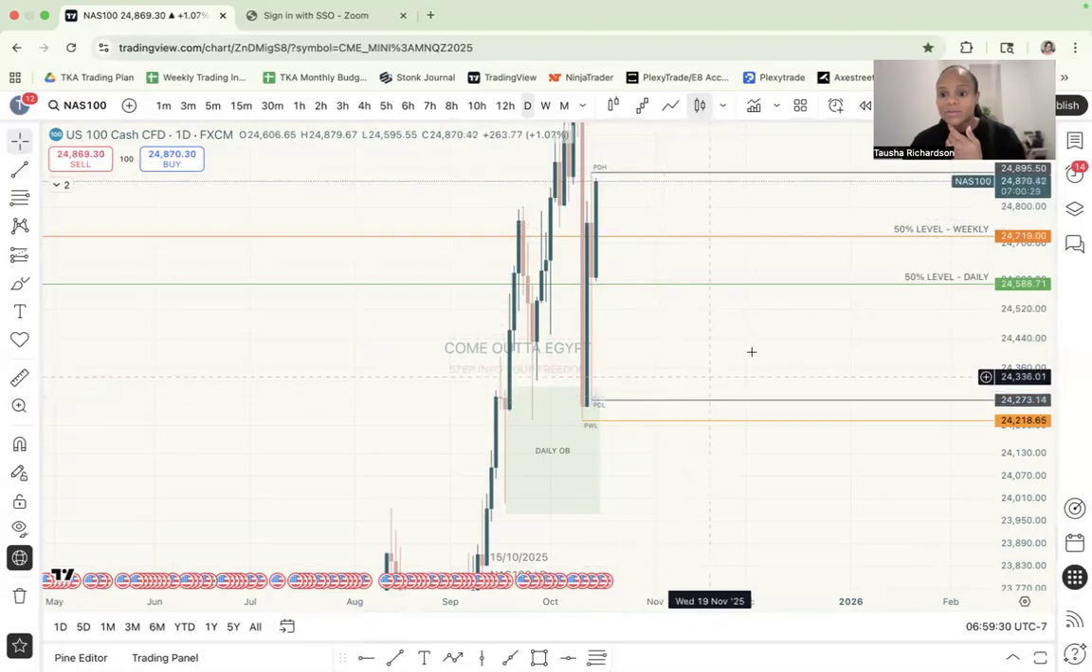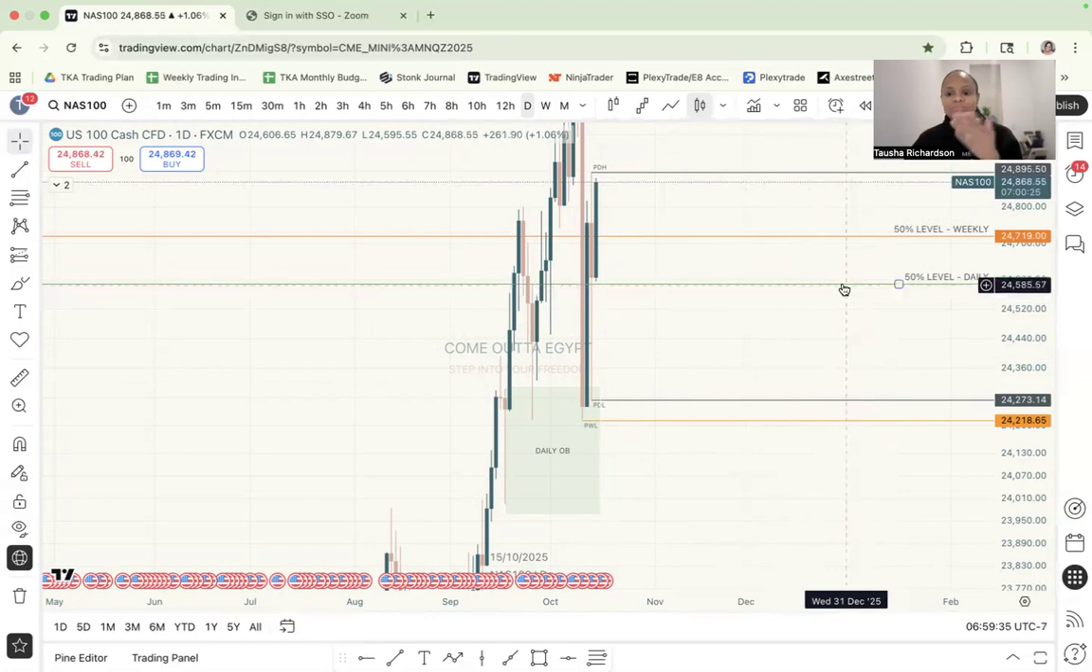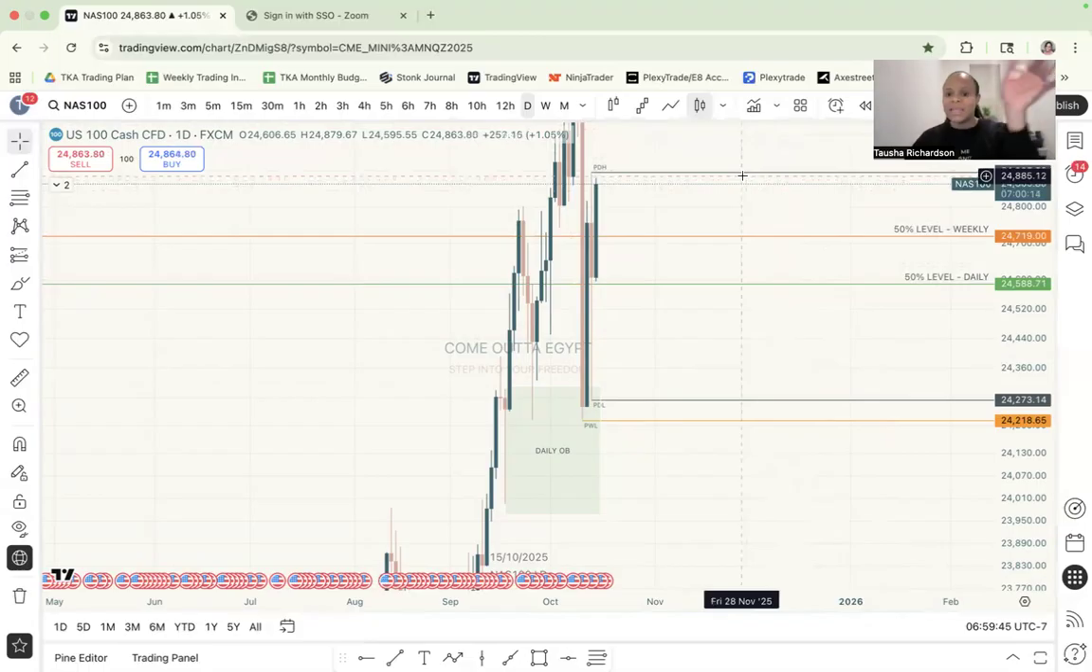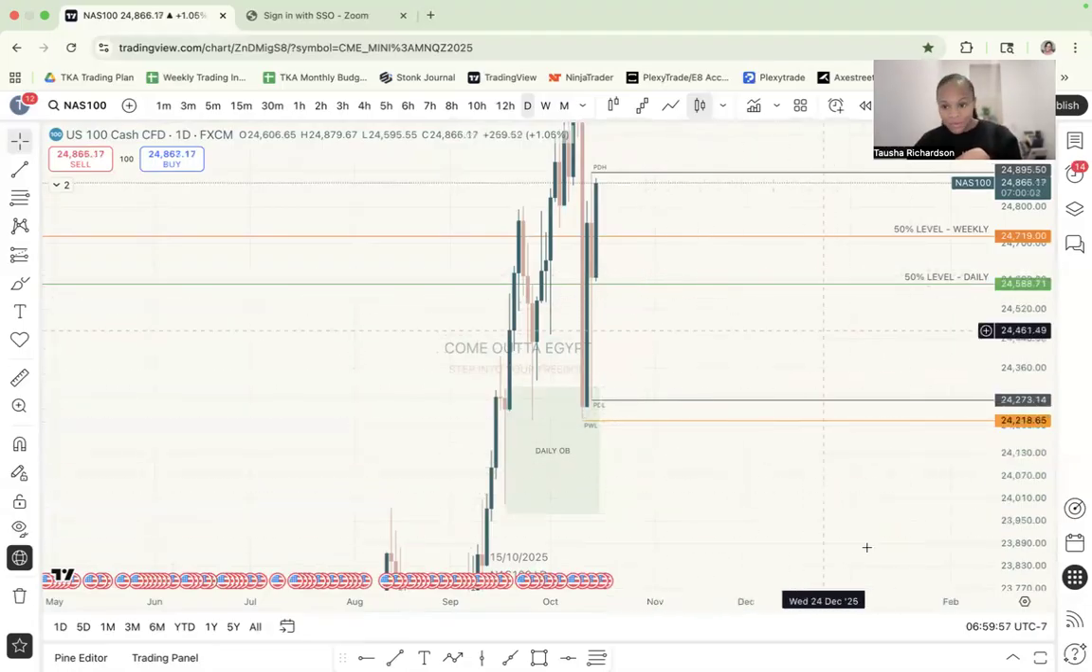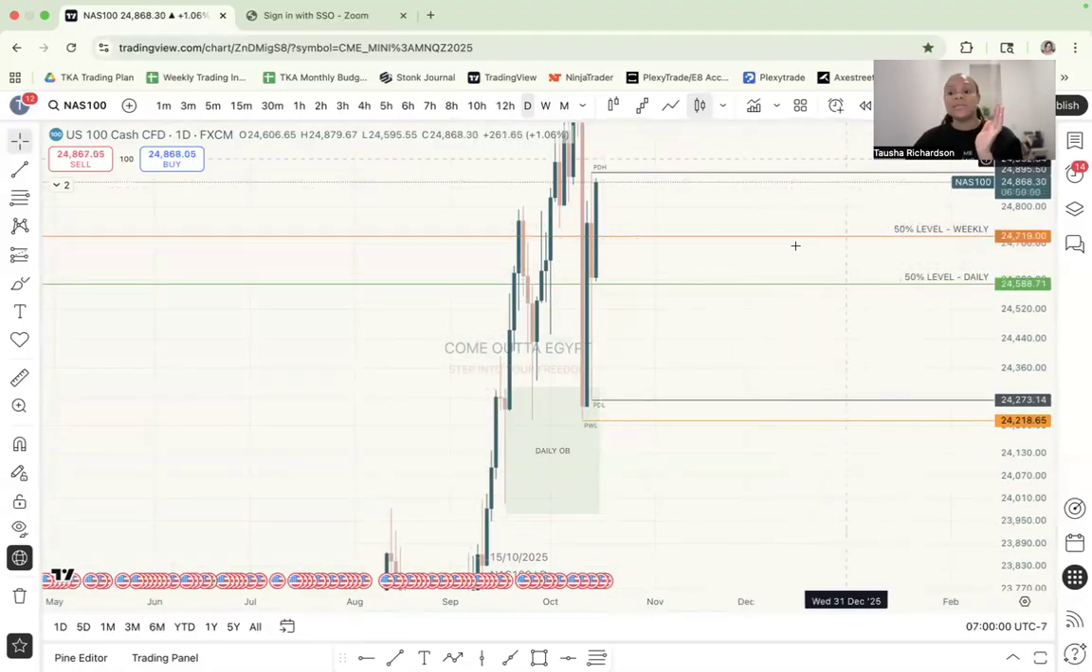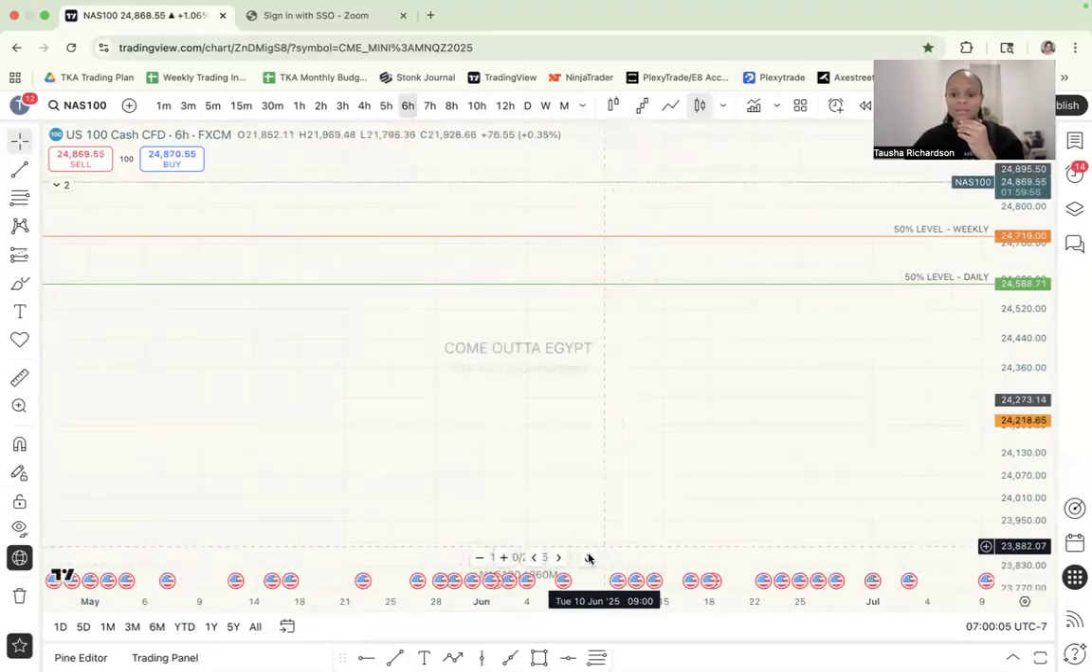So yes, here's my previous day high. Here's my previous day low. And then here is my equilibrium level, the 50% level. The daily 50% level. And then this is the weekly 50% level. So anything above this green line, even if it's beyond the previous day high, is considered premium. Anything below this green line, even if it's below the previous day low, is discount. So I can take buys anywhere down here. I can take sells anywhere up here. Okay, so let's go back to doing our top-down analysis.